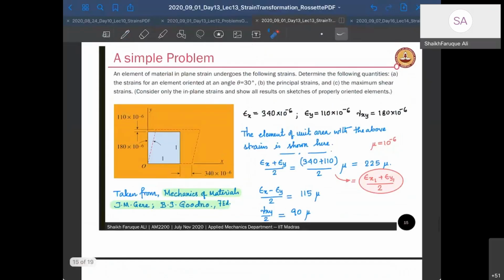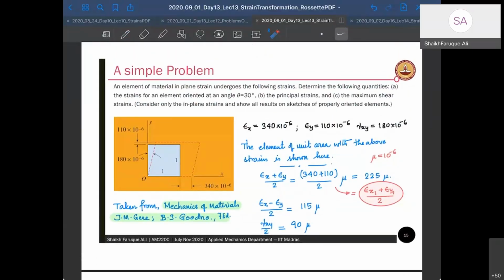Okay, let's look at a simple problem. If you have any question, you can ask, I'll pause for that. So let's solve one problem, a very simple problem. Here is an element given. The original element is the blue colored one, and its length and width, or breadth, whatever you want to say, are given as 1 and 1. Its strains are given: epsilon x is 340 into 10 to the power minus 6, epsilon y is 110 into 10 to the power minus 6, and gamma xy is 180 into 10 to the power minus 6. If I have to draw that element, how do I draw the deformed element?